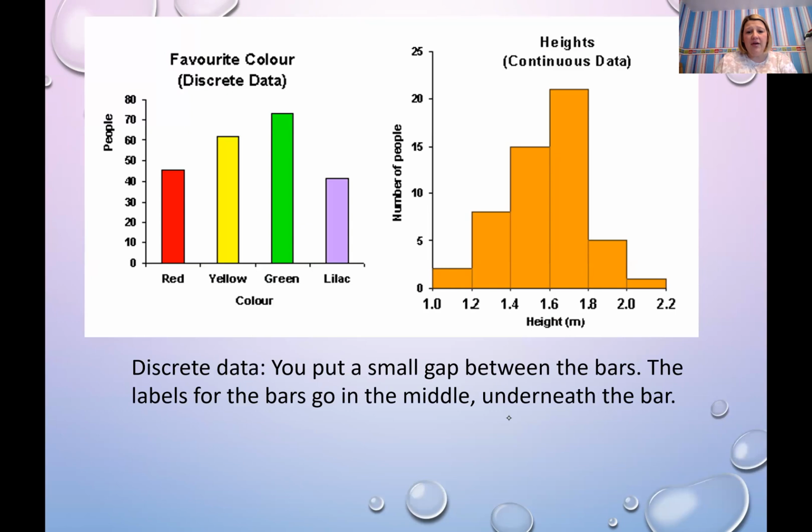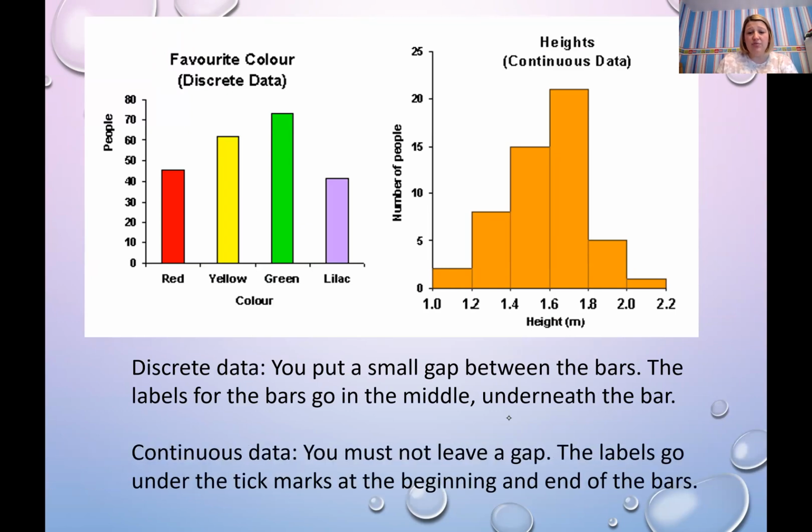So discrete data, we put, as I said, the small gap between the bars. The labels for the bars go in the middle underneath the bar. Continuous data, you must not leave a gap. The labels go under the tick marks at the beginning of each bar. So these are the tick marks here. This is what we call a tick mark.